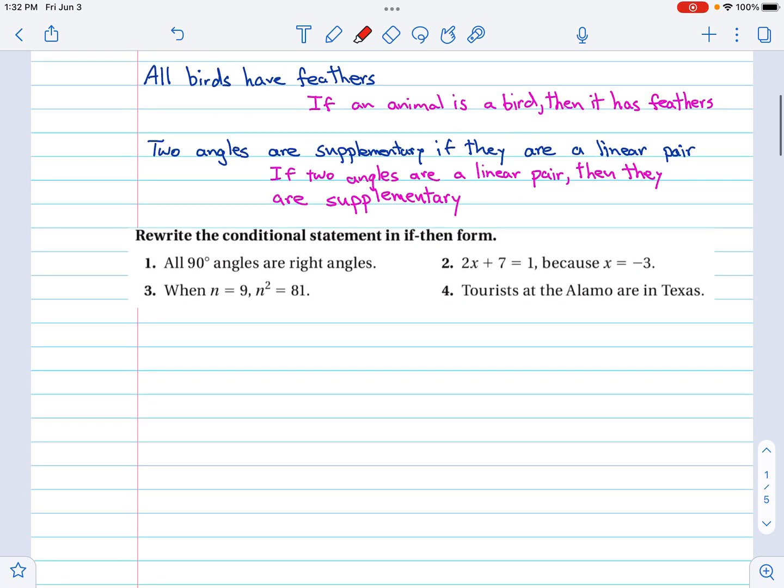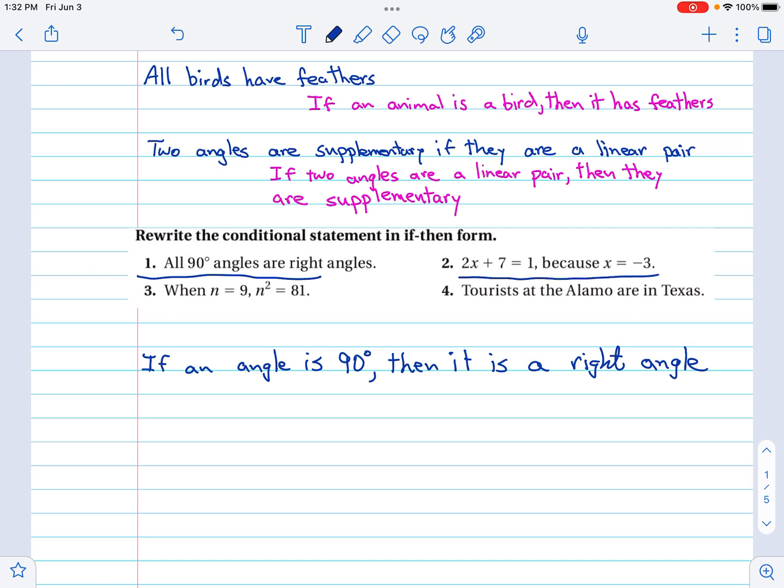Okay, now we could look at some others here. We could say, okay, all 90-degree angles are right angles. Now you can think about, well, how would I do that? I would say, well, if an angle is 90 degrees, then it is a right angle. So that's one way you could do it, okay? Okay, so that's this one.